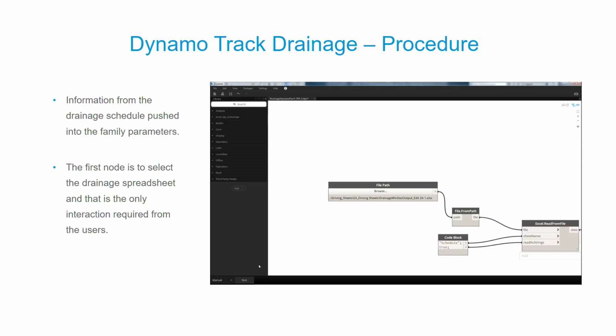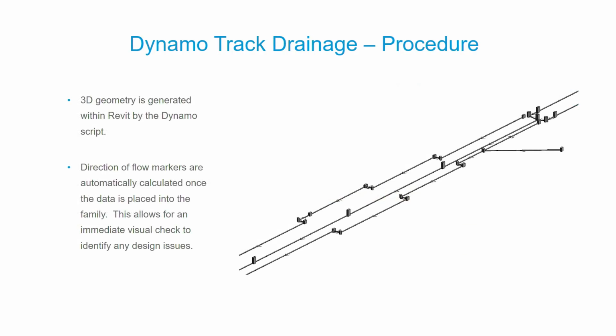We were aware of the fact that this script would be used on other sections of track and probably on other projects. So we were also aware that not everybody was used to using Dynamo. So it's done in such a way that the only interaction needed by the user is to browse to the design spreadsheet, click run, and that's it, you're away. So running the graph generated the geometry to the exact location and to the correct sizes. And all of the parameters were populated with the data contained within the spreadsheet.